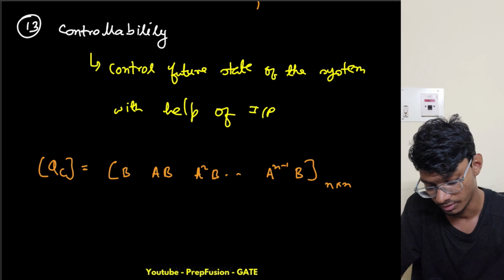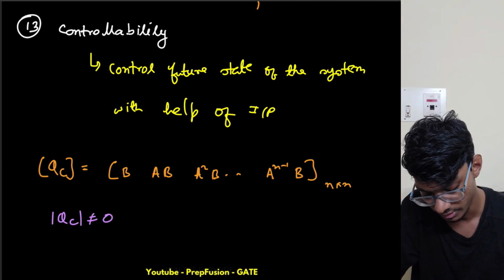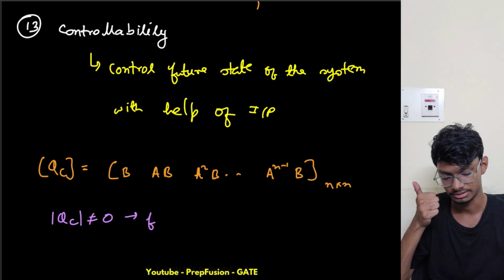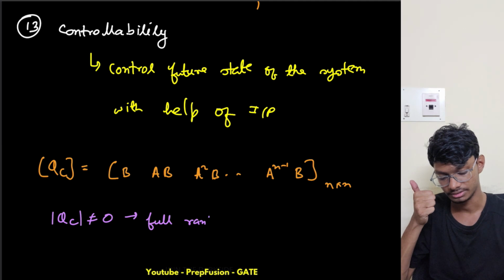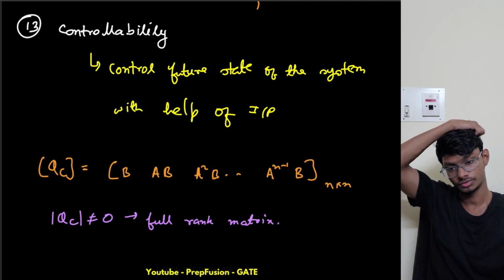So what does Kalman say? Kalman says my system will be controllable if the determinant of this one is not equal to 0, that is, it is a full rank matrix. Full rank matrix, right? Okay, so this is this one.